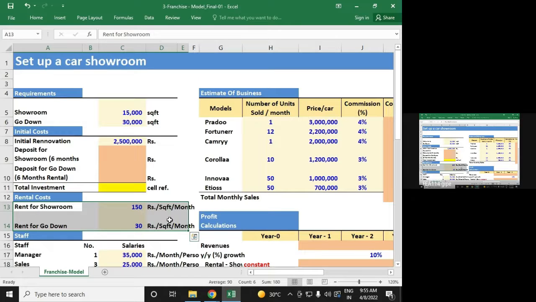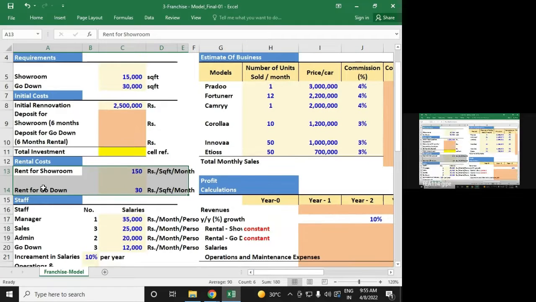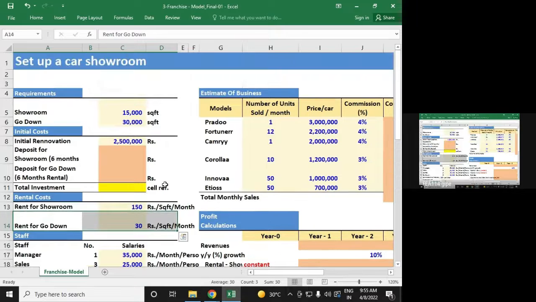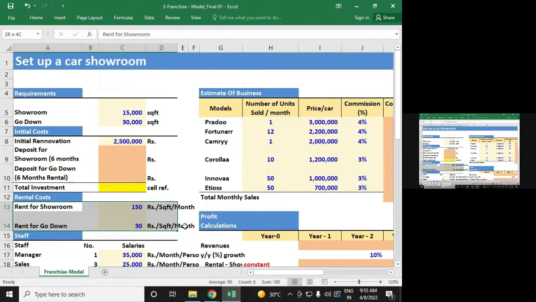150 rupees per square foot per month is my rent for the showroom, and 30 rupees is the rent for my godown space. You can't get a property on rent without paying a security deposit. So 6 months of rent is the security deposit that you have to pay for both the showroom as well as the godown. Apart from that, you also need initial renovation charges, that is, you will have to make the premises presentable. That will mean 25 lakhs of capital needs to be invested.